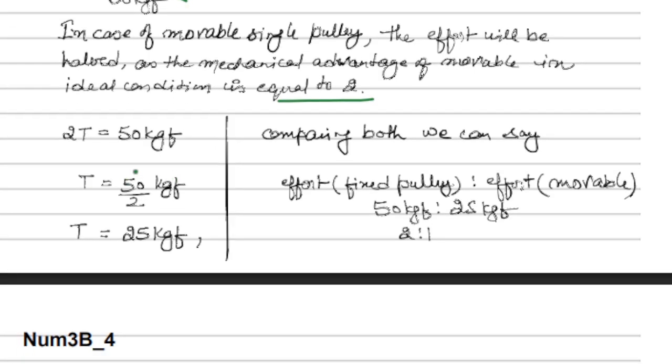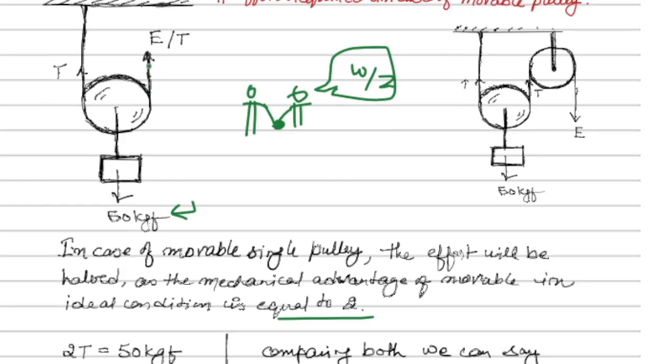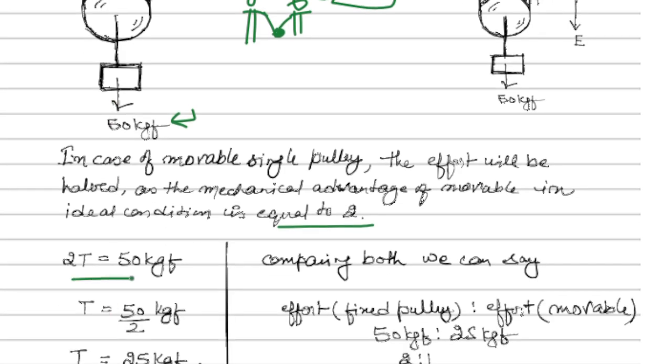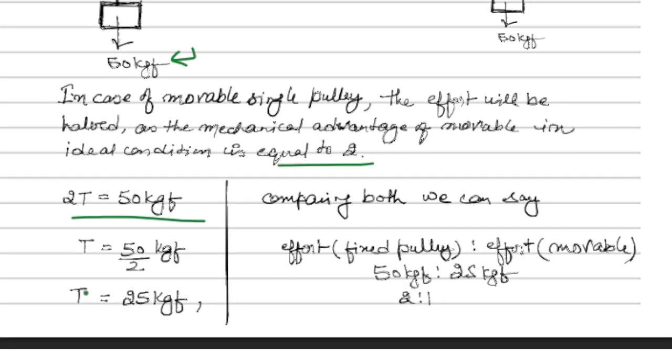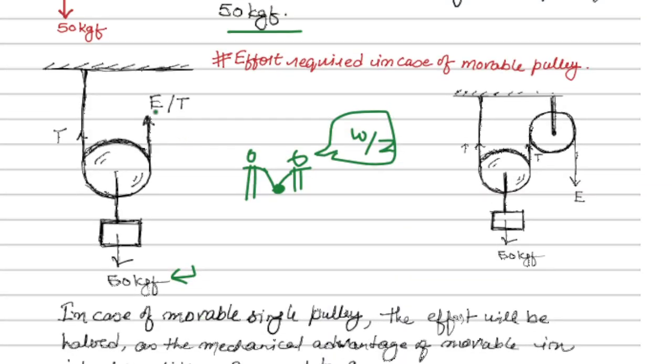Or you can apply simple mathematics, like if you see this diagram. Here we are applying the tension, here we are applying the tension. So 2T are supporting this load. Mathematically we can write 2T is equal to 50 kgf. So we can work out how much the tension is, 25 kgf, and that is our effort which we are putting.